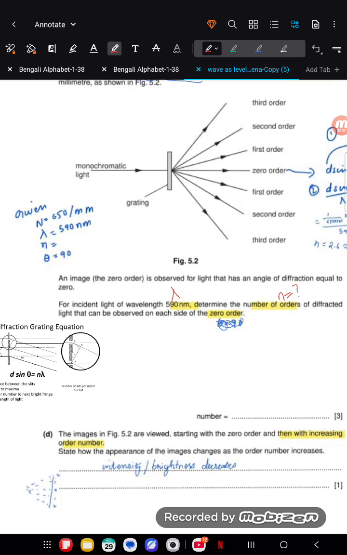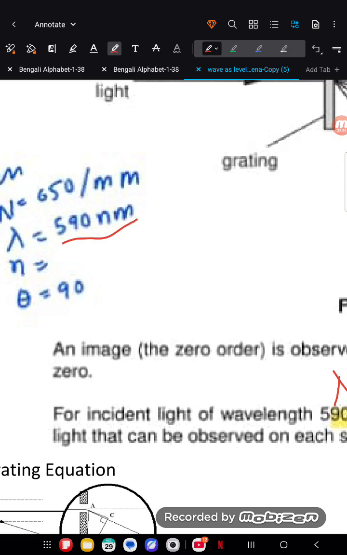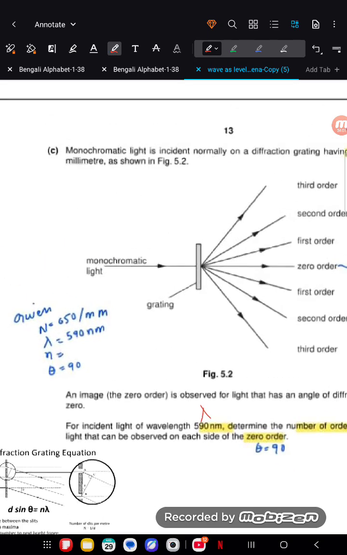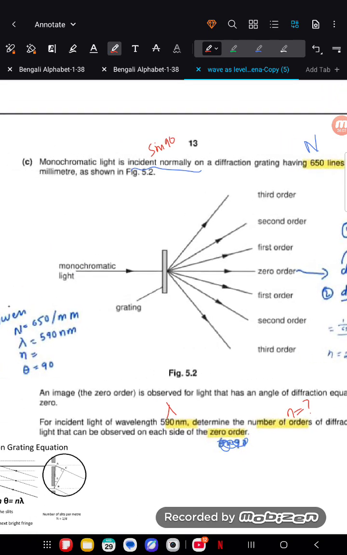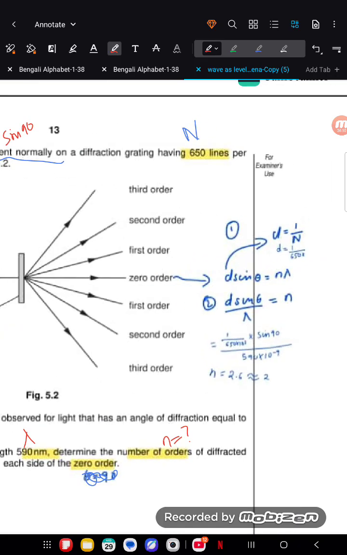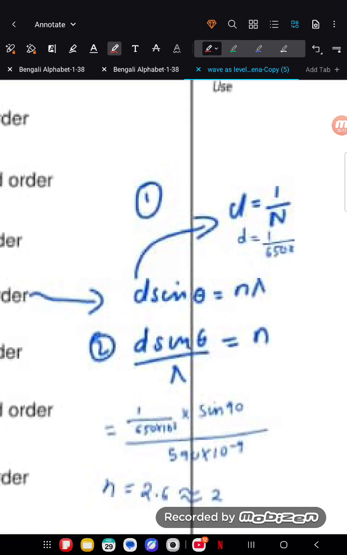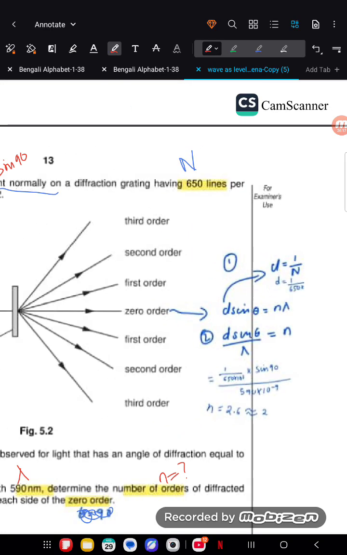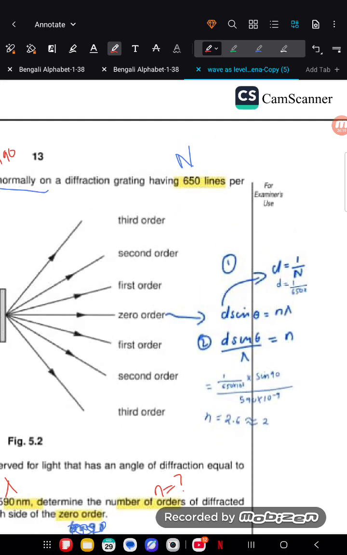The wavelength is given as 590. You know how to change that into meter, you multiply by 10 raised to minus 9, right? This is given in millimeter. Okay, and you have to find d first. Let us find d. d is equal to 1 by N, so divide by this. When you divide this, you will get d.